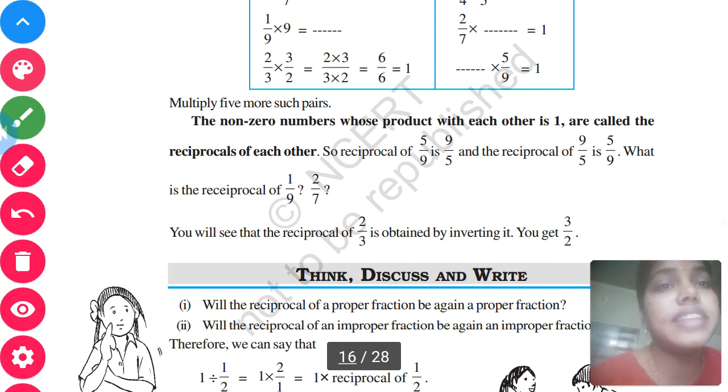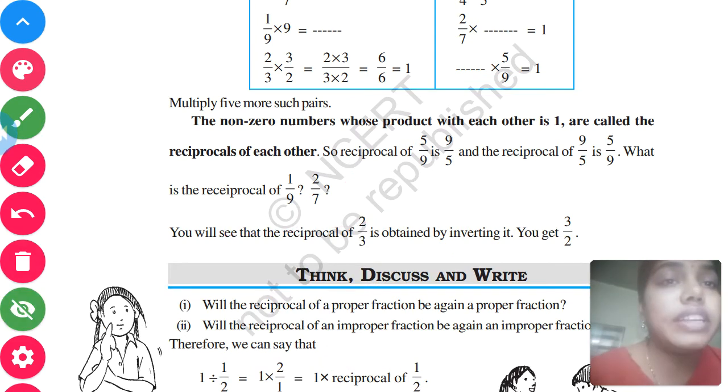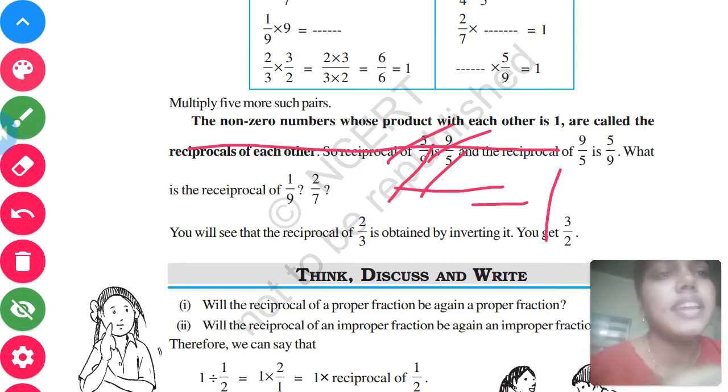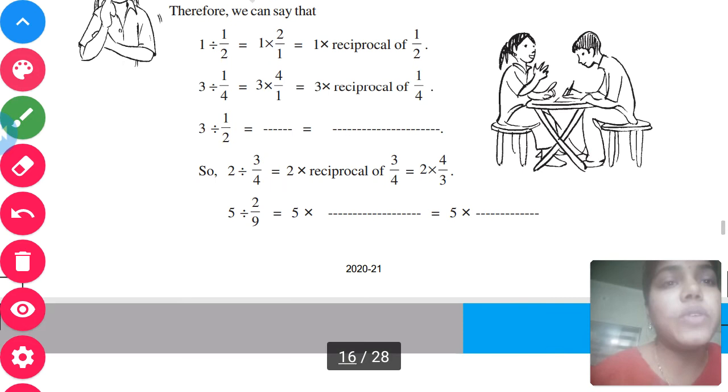If you see the statement here, we will mark it: non-zero numbers whose product with each other is 1. Similarly, they have given the example of 5 by 9, and its reciprocal is 9 by 5. If I cancel both sides, the answer remaining is 1. So I hope this concept is clear to you all. We'll go with the next one again.